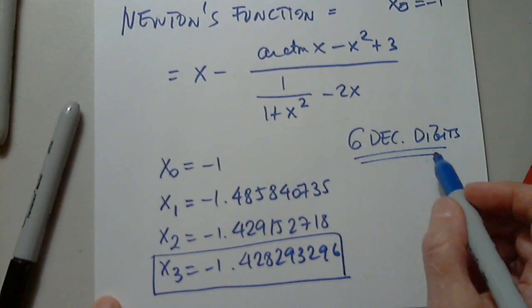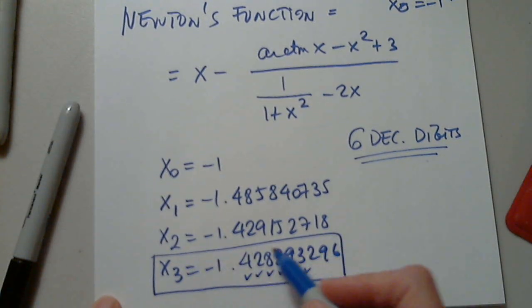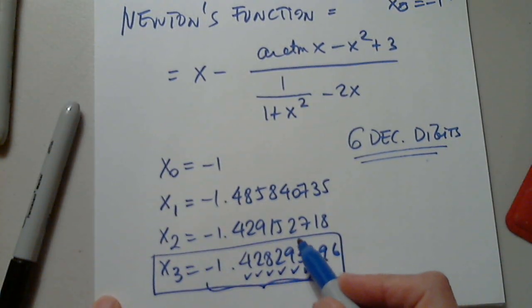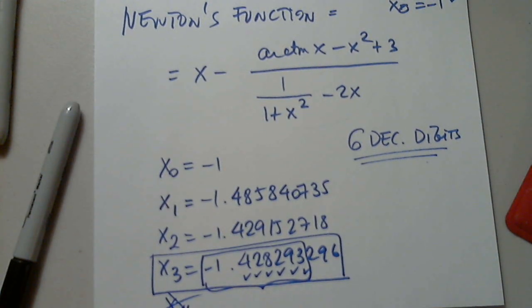Since I want 6 digits, 1, 2, 3, 4, 5, 6, this is it till here. There is no point in writing x sub 4 because x sub 4 has exactly the same 6 decimal digits. So this is the answer.